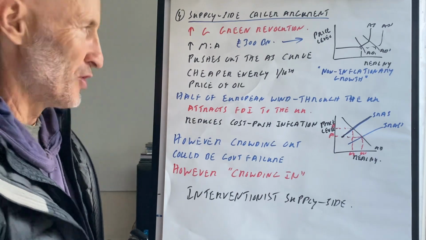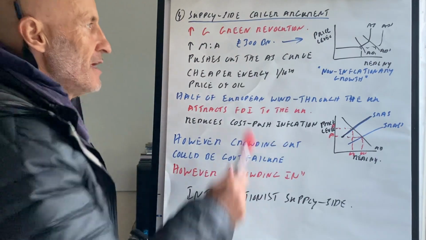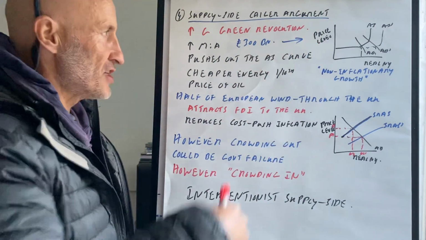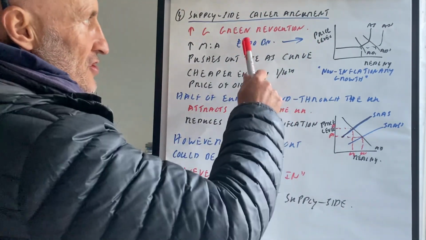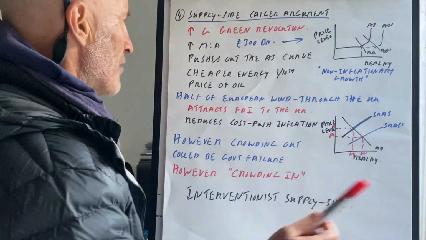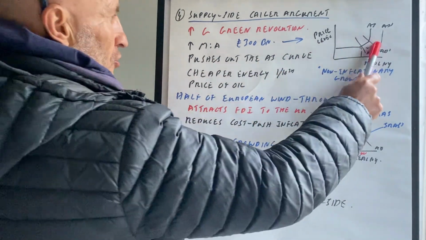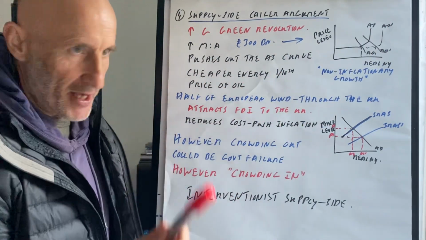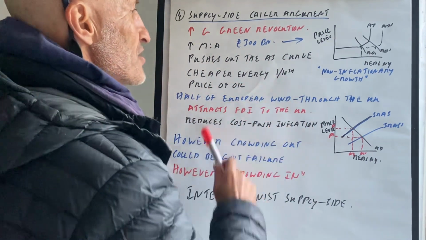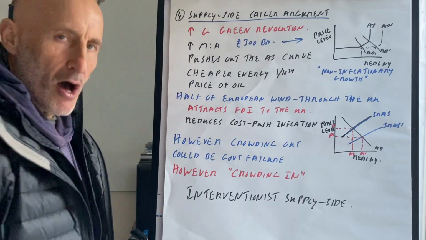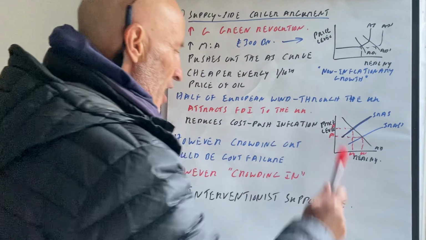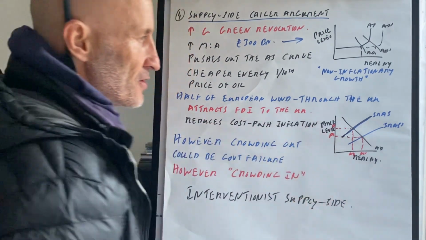Don't, in an exam, call it the cage argument. Increasing G, multiple accelerator, 300 billion quid spent, times that by 2.2, 640 billion. No, 720 billion. 720 billion pounds. Pushes out the AS curve. Cheaper energy, we think, at the height of the oil price. Green energy would be 1/10 of the price. We get non-inflationary growth. Half of the European wind goes through the UK. It attracts FDI to the UK, reduces cost push inflation.